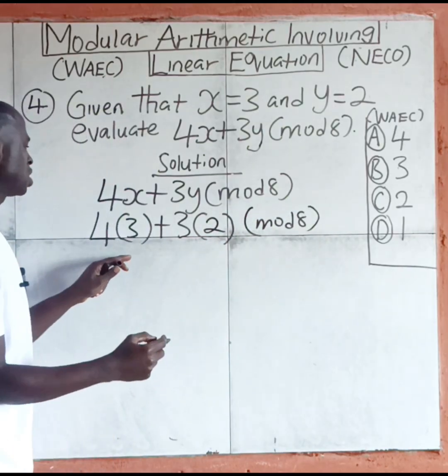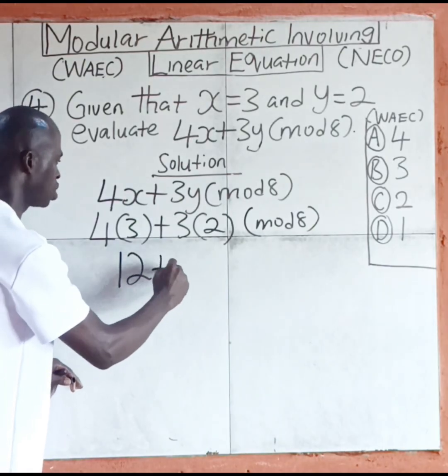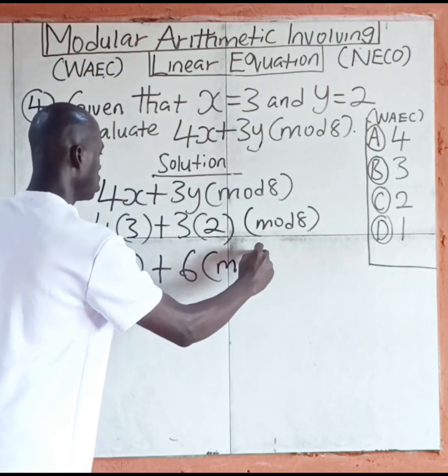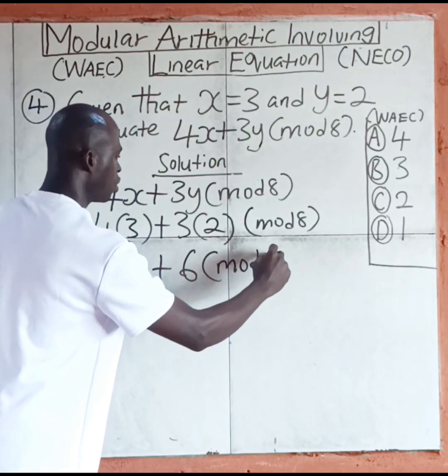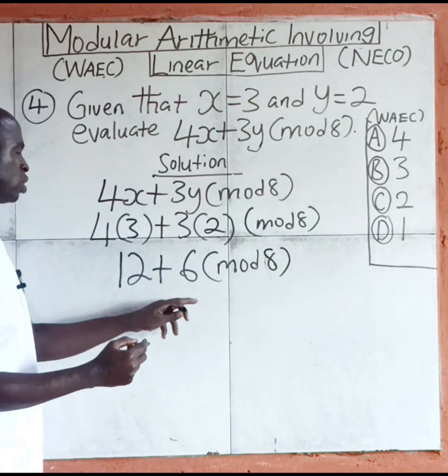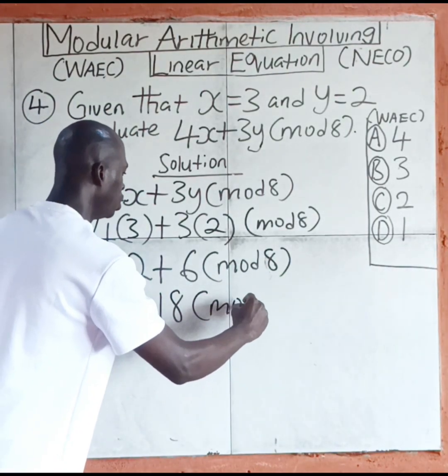So let's simplify further. 4 times 3 will give me 12, plus 3 times 2 will give me 6. This becomes mod 8. At the end of the day, 12 plus 6, I'm going to have 18. This is 18 mod 8.